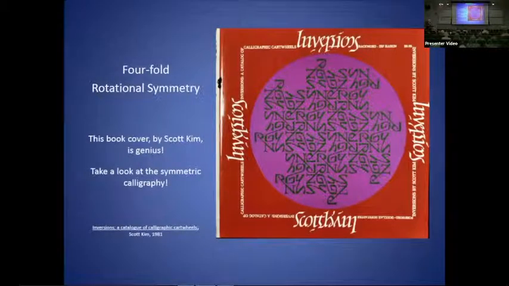This is an unbelievable book by Scott Kim. It has symmetric calligraphy. So notice the word inversions at the top. If you were to stand on your head, this name, Scott Kim, of the author, would also be the word inversions there, and you'd see Scott Kim up here. It's easier to see if you look to the right and the left. So here we have the word inversions to the right, and Scott Kim to the left if you turn your head this way. But if you turn your head the other way, Scott Kim on the left becomes inversions, and inversions on the right becomes Scott Kim. Scott Kim is an amazing individual.